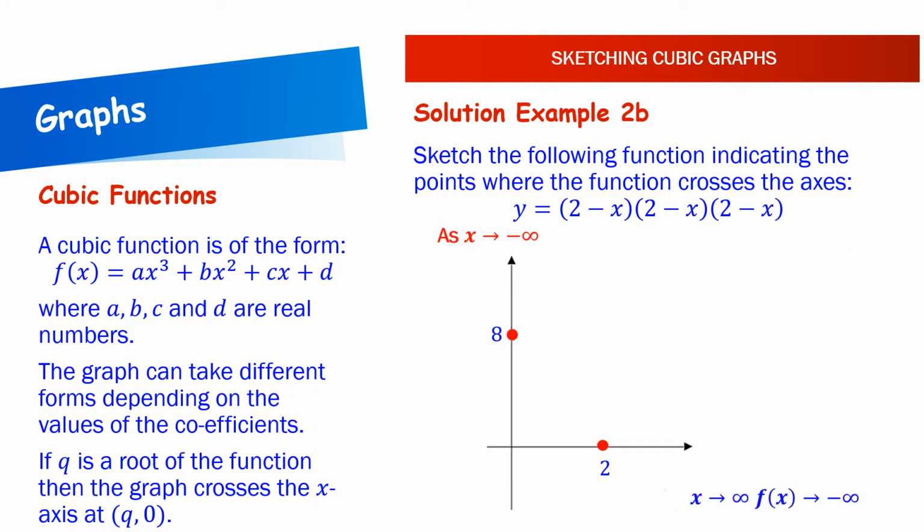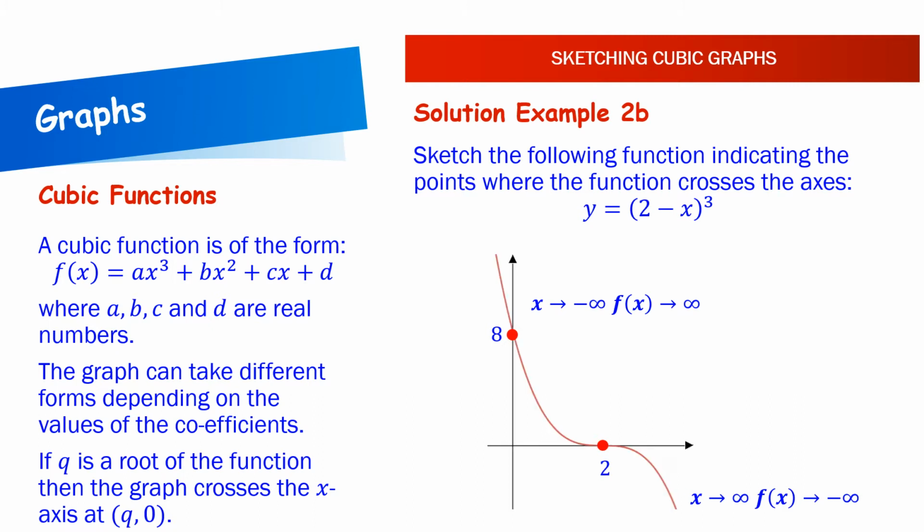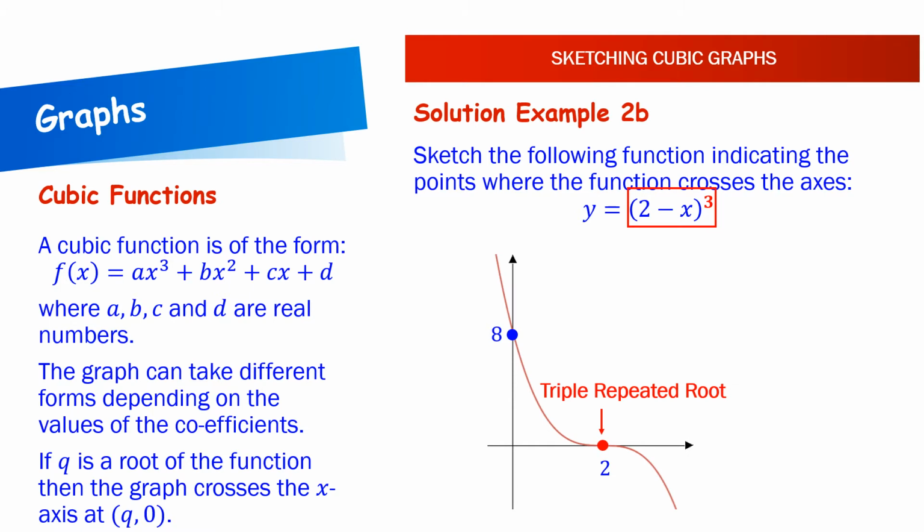And when x tends to minus infinity, we have that 2 minus x tends to infinity, so when we cube, we obtain that f of x tends to infinity. So as x tends to minus infinity, f of x tends to infinity. And therefore, if we sketch the graph, it should look something like this. Notice that we have a triple repeated root here, so this is a point of inflection as shown.